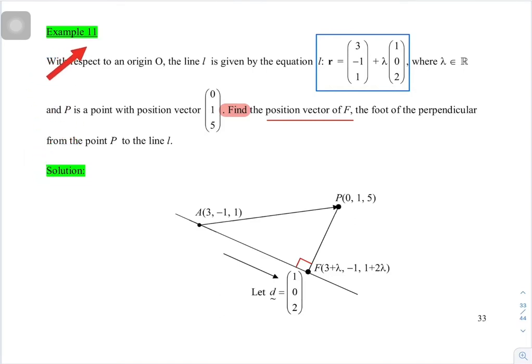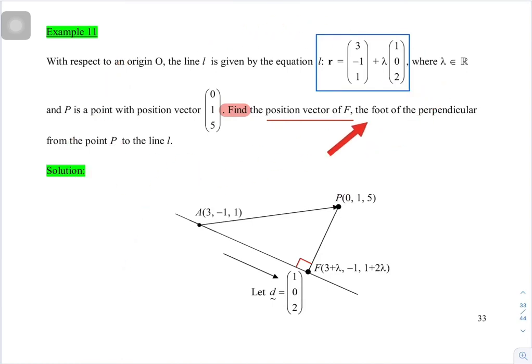In example 11, we are given the line L with this equation and a point P which is not on L with this position vector. We are asked to find the position vector of the point F, which is the foot of the perpendicular from the point P to the line L. So for vectors diagram, it is advisable for all of us to actually draw a simple diagram.